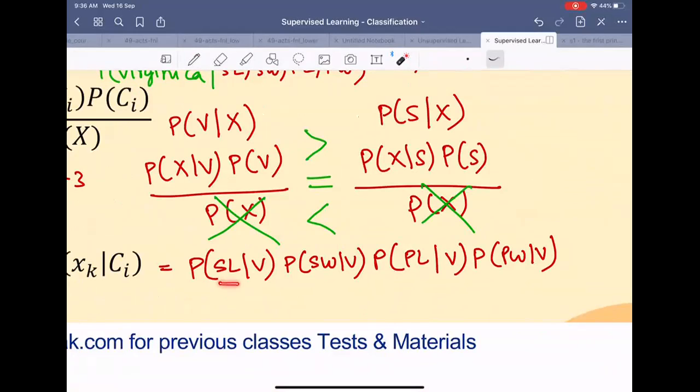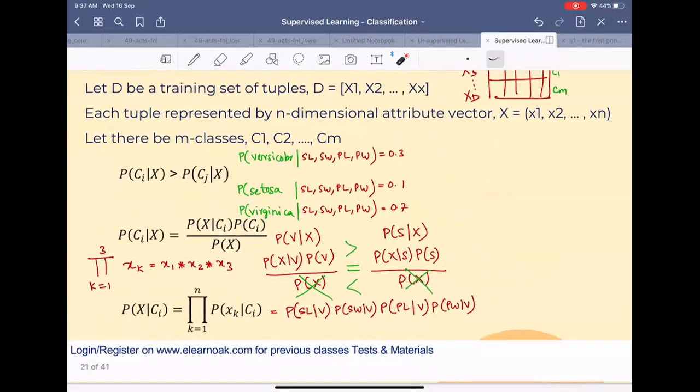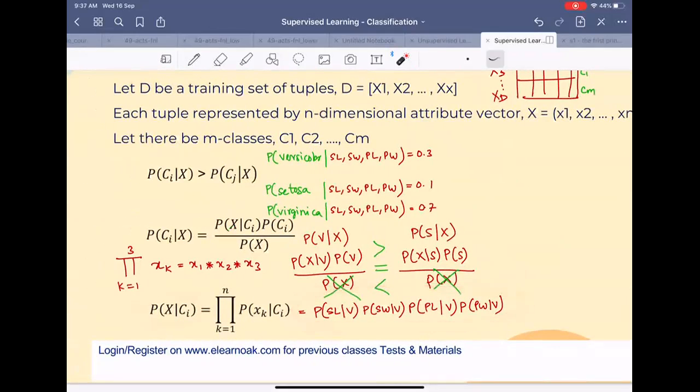The probability of sepal length given the class Virginica multiplied by the probability of sepal width given Virginica, petal length given Virginica, petal width given Virginica. So this term can be evaluated by doing something like this. Now the problem is with probabilities, we can only multiply individual events if they are mutually exclusive. So if the events are mutually exclusive, then we are allowed to do something like this. But if events are not mutually exclusive, then this conditional probability cannot be evaluated this way.